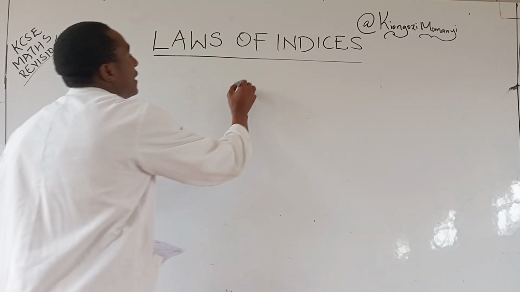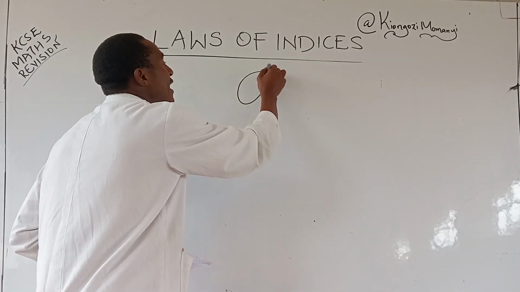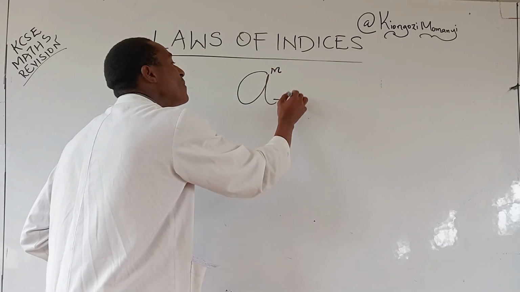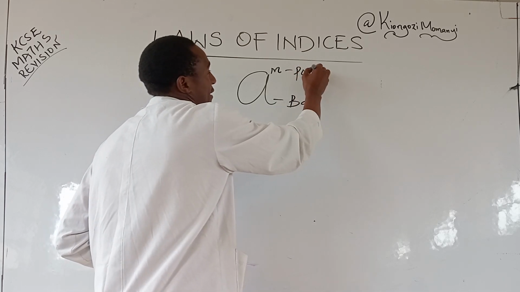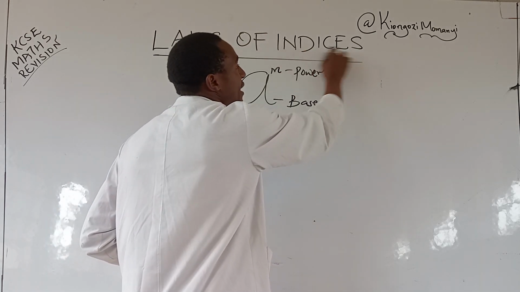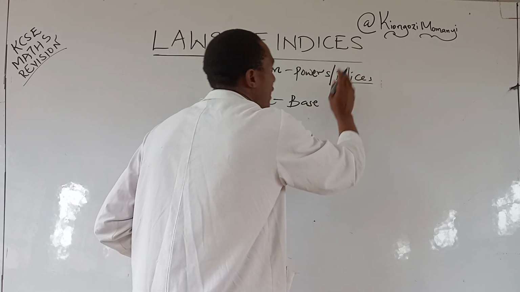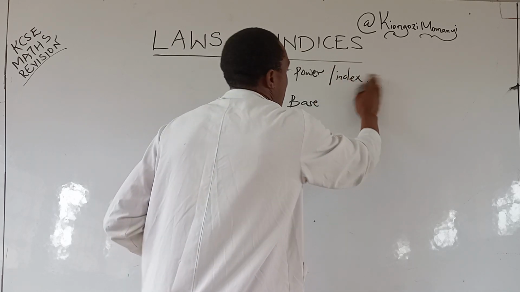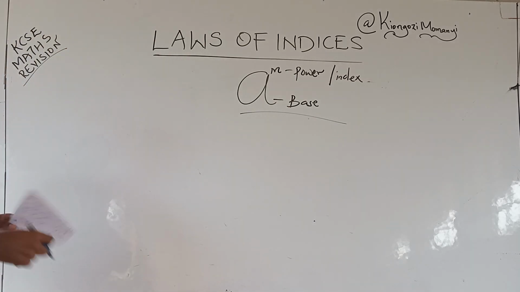Before the first law, if you have a notation where A is raised to power M, this A becomes the base and M is the power. If there are many, they are called powers, and that is where the term indices is derived from. Index is the singular. That's the first thing you need to understand. And then of course, we have the laws now.